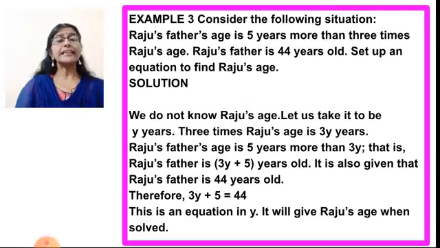Now Raju's father's age is given. Raju's father is 44 years old. So we will write like this, 3y plus 5 is equal to 44. So here you can see the variable is y. So when you solve this equation, you will get the value of y, and y is Raju's age.